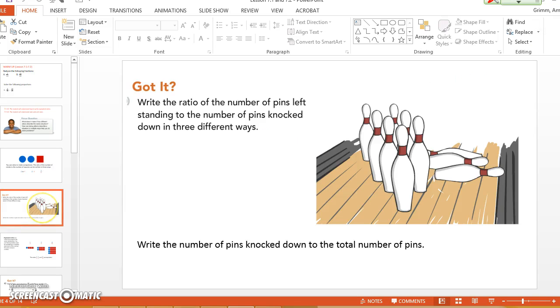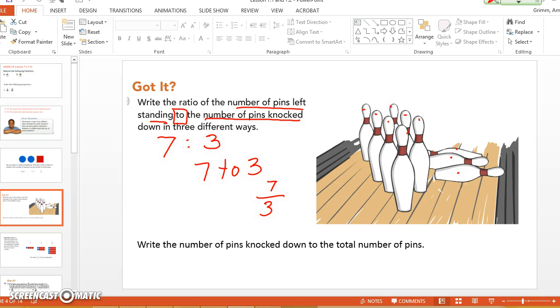Okay, so let's look at this bowling one. It says, write the ratio of the number of pins left standing to the number of pins knocked down. Here's the magic word "to". So that tells you what order. So you've got to put the number of pins left standing, and then the colon, then the number of pins knocked down. The number of pins left standing is 1, 2, 3, 4, 5, 6, 7. And the number of pins knocked down is 1, 2, 3. And I want to write it 3 ways. So I would write 7:3. I could write the word 7 to 3, or I could write it as a fraction 7 over 3. But the 7 has to come first.